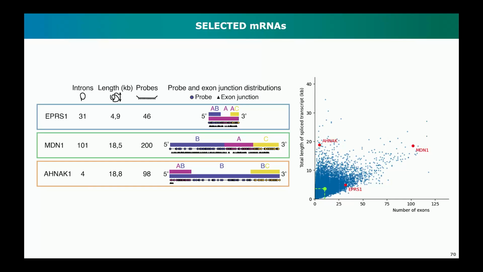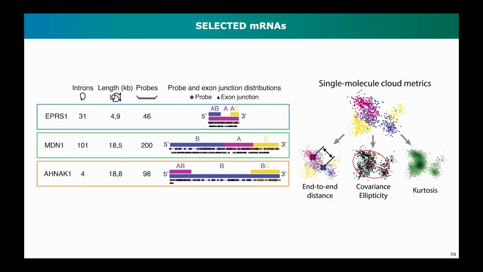And if you do a few rounds, you can still start to see even more detail. So we chose a few transcripts to look at, 2 very long ones and 1 short one, and one of them has 100 introns. So if there's a difference, this should be visible. This is what these genes are in respect to the entire transcript space in terms of length and number of exons. And out of this class, we can get more.